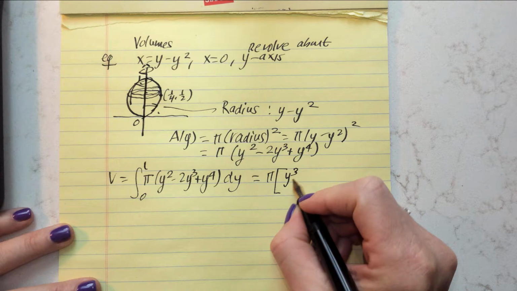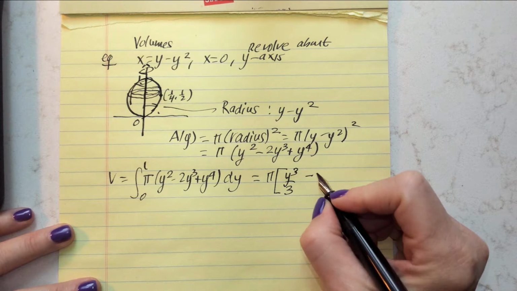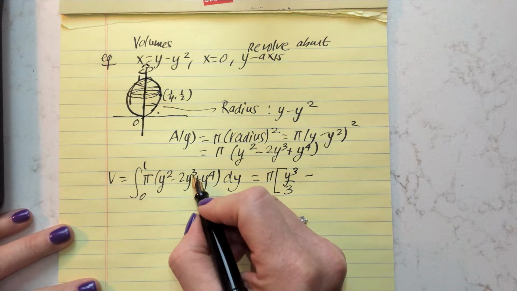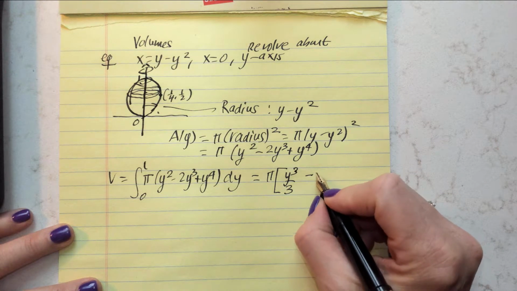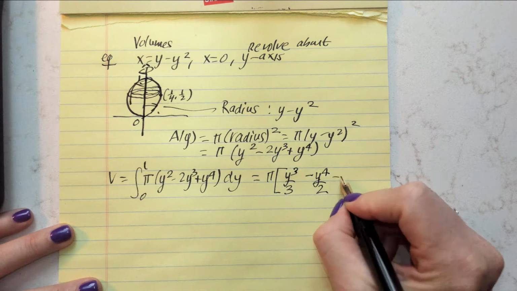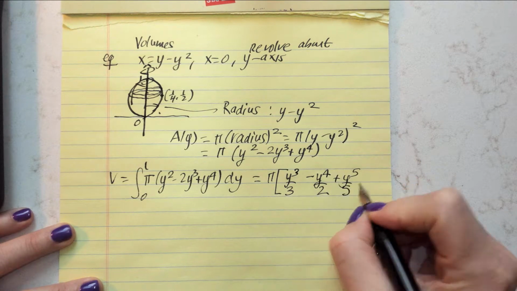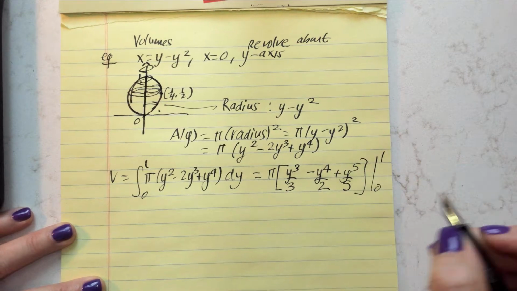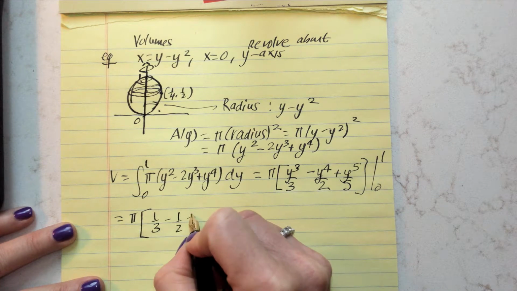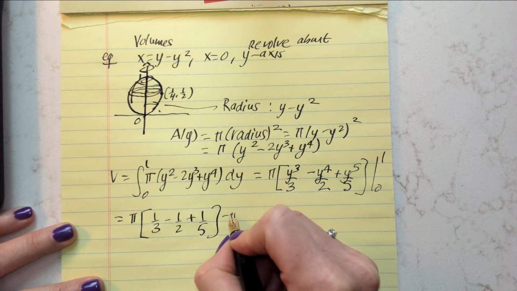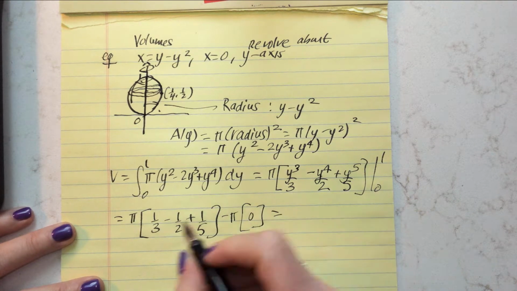The antiderivative of y squared is y cubed over 3. The antiderivative of y cubed is y to the fourth over 4. So we're going to get minus y to the fourth over 2 plus y to the fifth over 5. And we're integrating from 0 to 1. So this is just pi times a third minus a half plus a fifth minus pi times 0. So we're left with this.